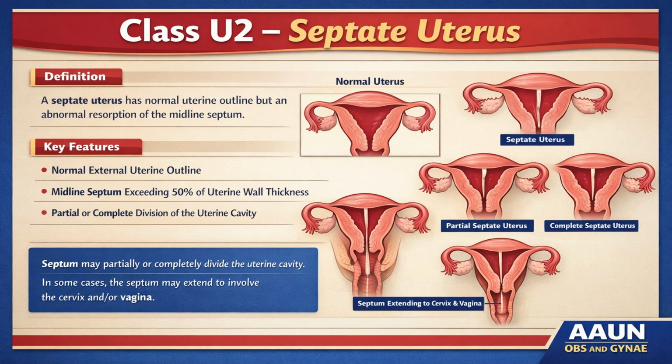Class U2 means septate uterus. A septate uterus has a normal uterine outline but an abnormal resorption of the midline septum. The key features include a normal external uterine outline, a midline septum exceeding 50% of uterine wall thickness, and partial or complete division of the uterine cavity. The septum may partially or completely divide the uterine cavity. In some cases, the septum may extend to involve the cervix or vagina.